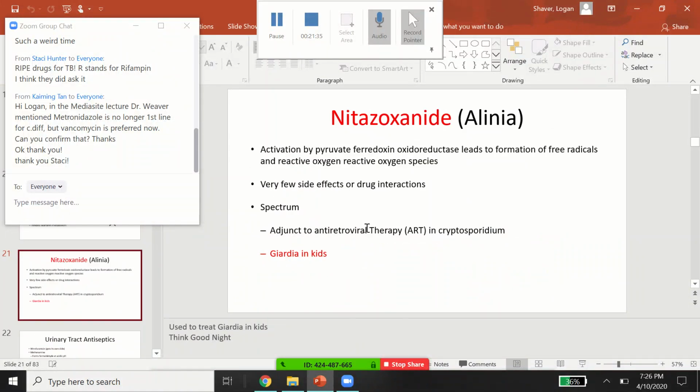Then we have nitazoxanide. Yeah, I guess that's how you might say it. That drug is specifically for Giardia. If someone comes in with something that sounds a lot like Giardia, more than likely it's going to be a child, because she says specifically Giardia in kids. So if you see that and it matches up, then you would give them this specific drug for that.